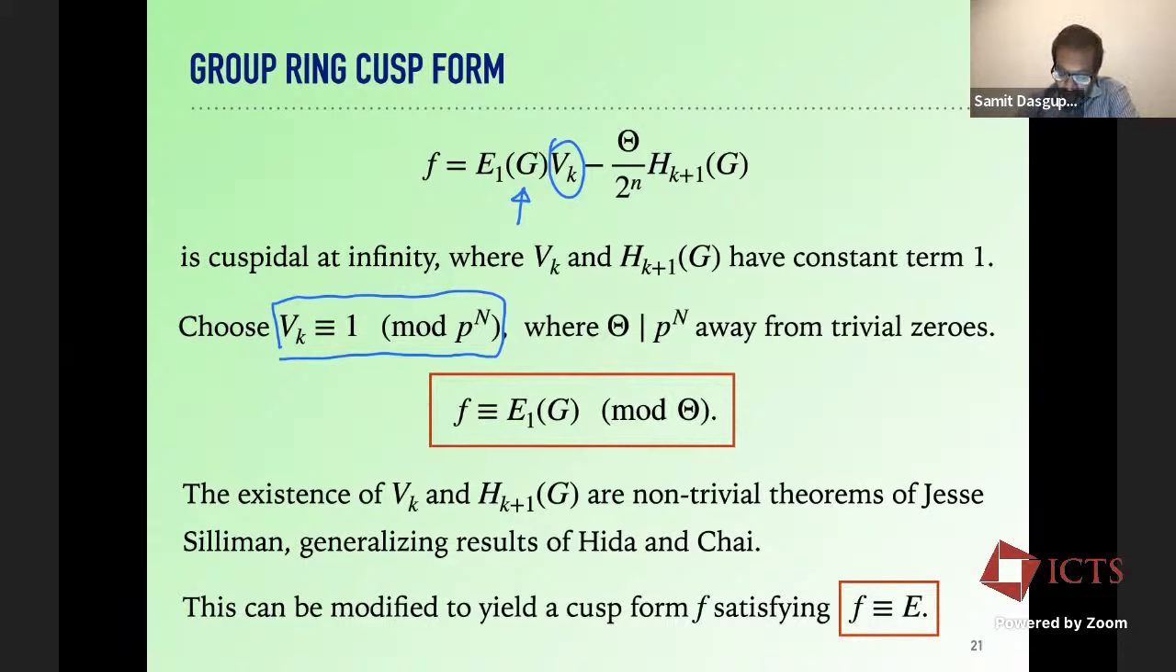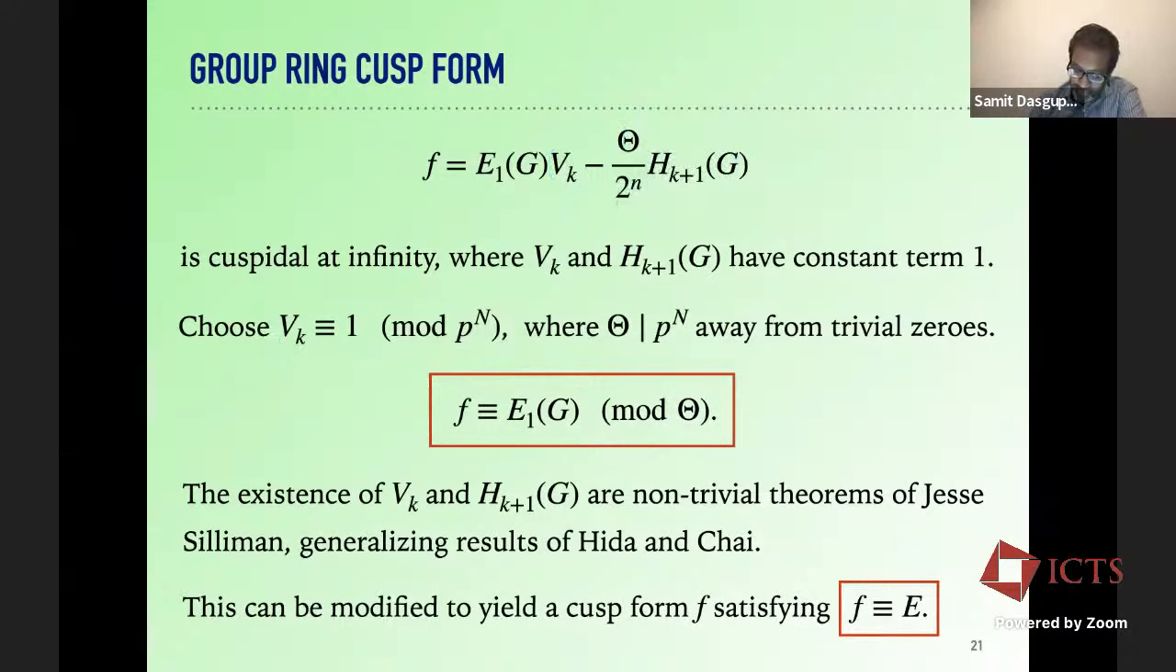So if I mod out by theta, then somehow this term goes away, right? And then I get F is congruent to E1 times VK. Well, now you can see why I wanted VK to be highly congruent to 1 modulo P to the n. If theta divides P to the n, then VK is congruent to 1 modulo theta. And so this goes away too, and you get F is congruent to E1. And that's really what you want for the purposes of constructing Galois cohomology classes later.